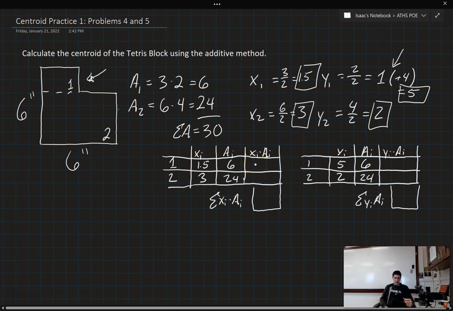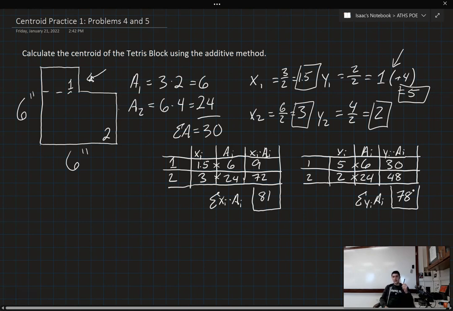So let's go ahead and do the multiplication. 1.5 times 6 is 9. And 3 times 24 is 72. Moving over to the other table, 5 times 6 gives me 30. And 2 times 24 gives me 48. So I've multiplied across, and now I'm going to add down. Those numbers that I just got, I'm going to add them together. So 9 plus 72 is 81. And 30 plus 48 gives me 78.